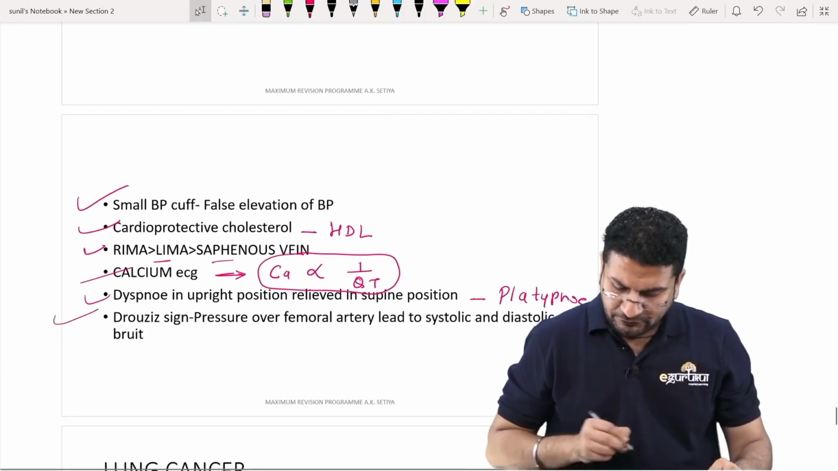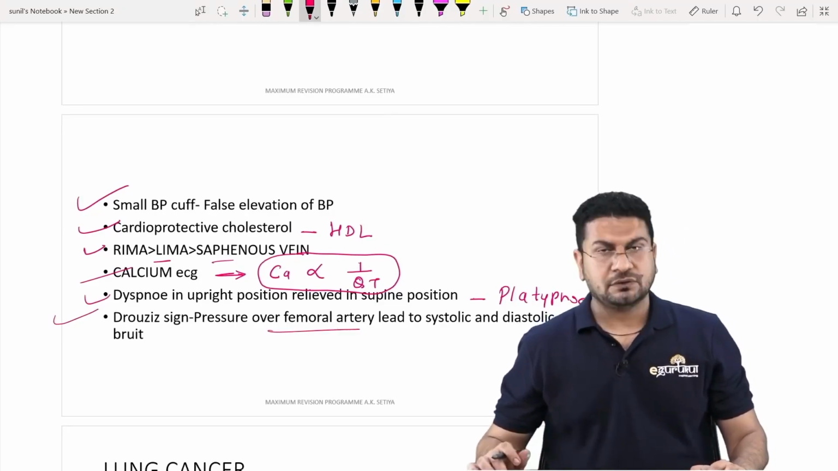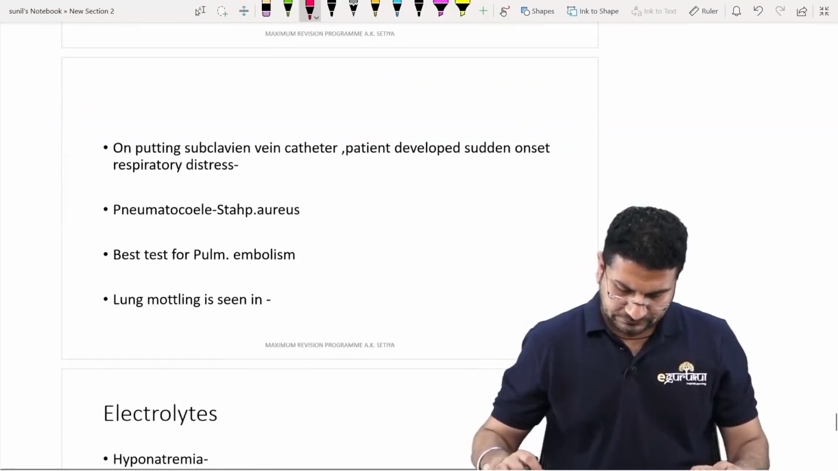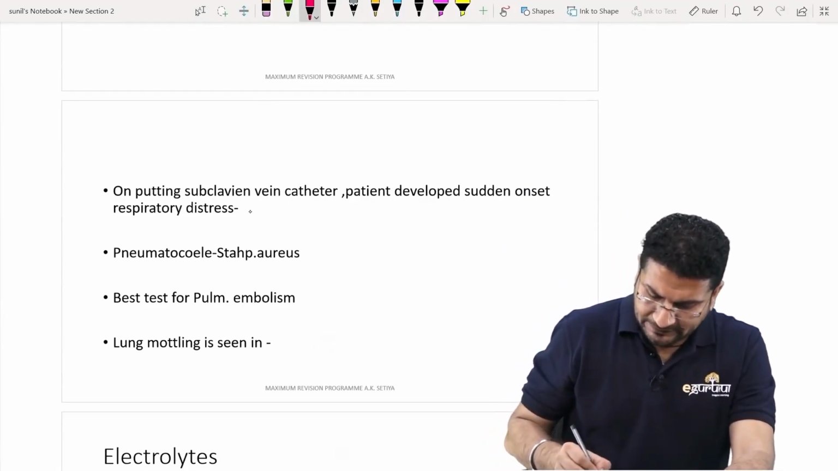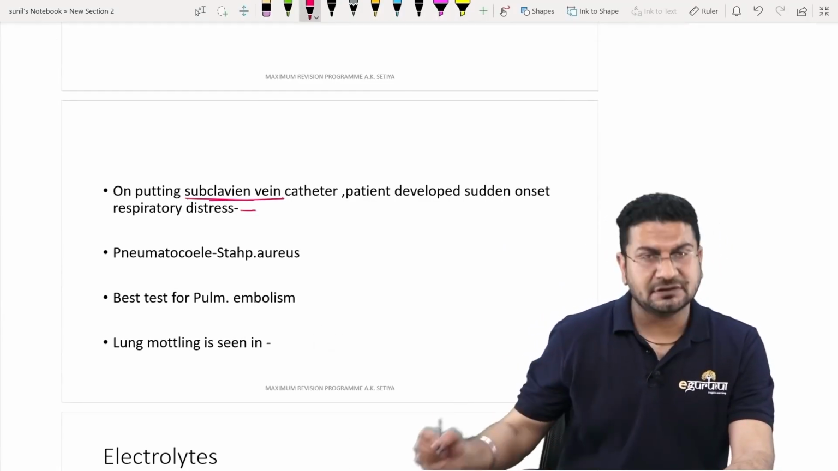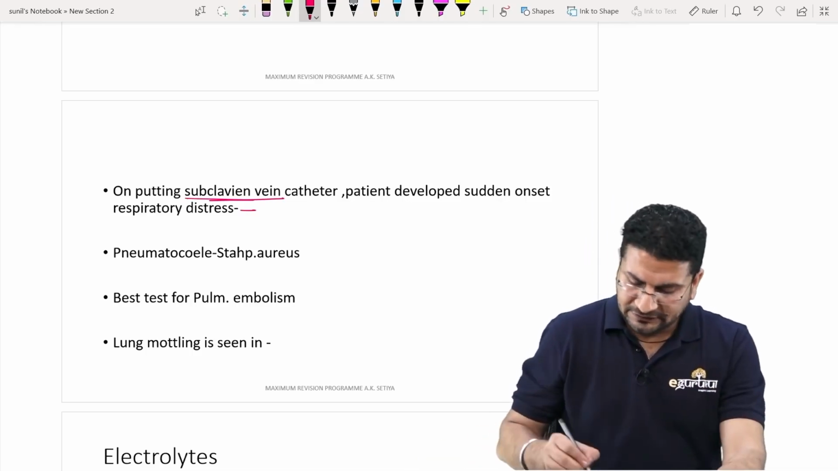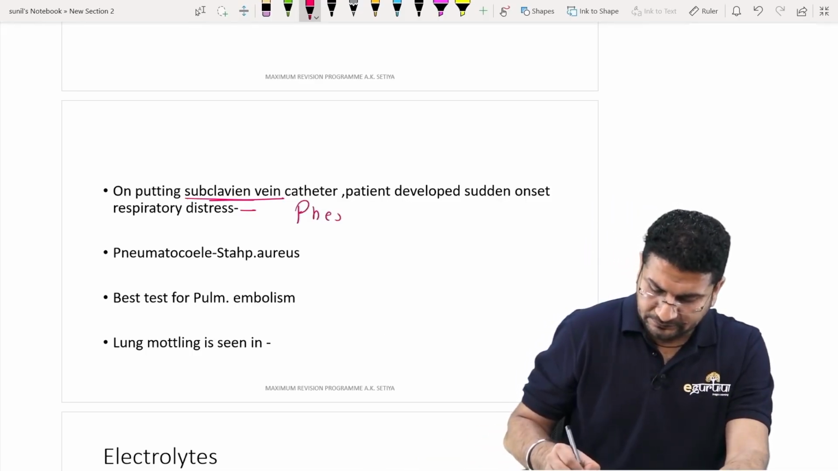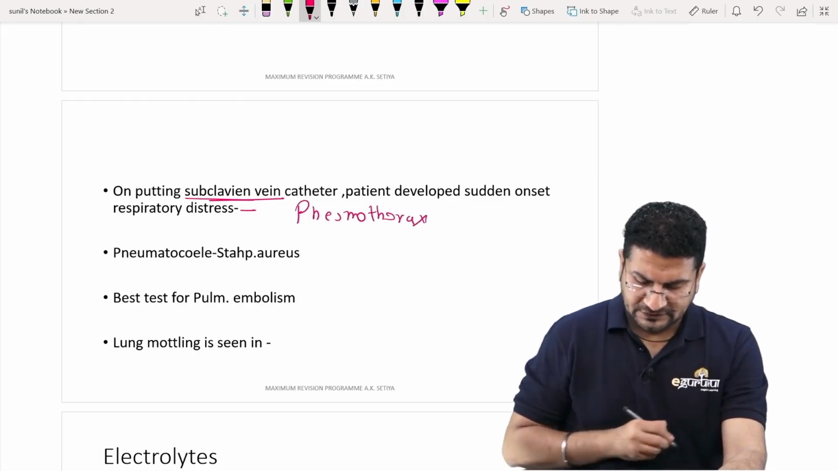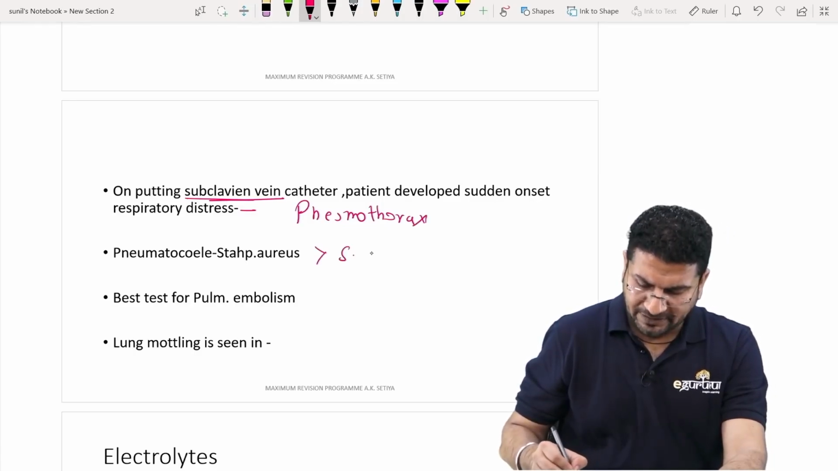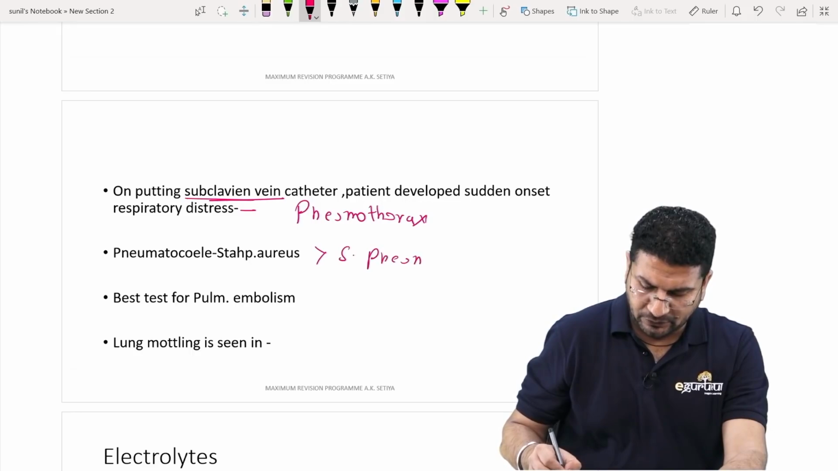Duroziez sign, you will press over the femoral artery, there will be systolic and diastolic bruit. On putting a subclavian vein catheter, the patient develops sudden onset respiratory distress. So a clear cut hint here given in the question, subclavian vein catheter you are inserting, this patient is developing pneumothorax. Pneumatocele is due to Staph aureus, sometimes it can also be due to Streptococcus pneumoniae. Both questions came in your exam, they are expected to come again.